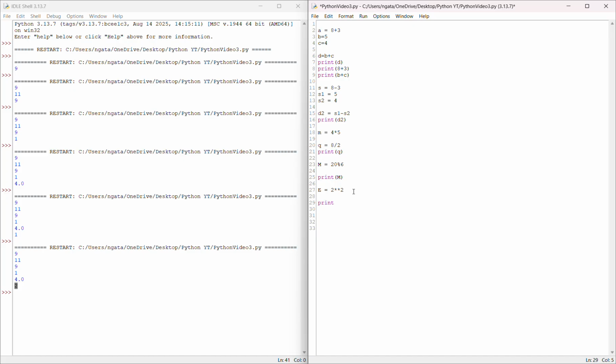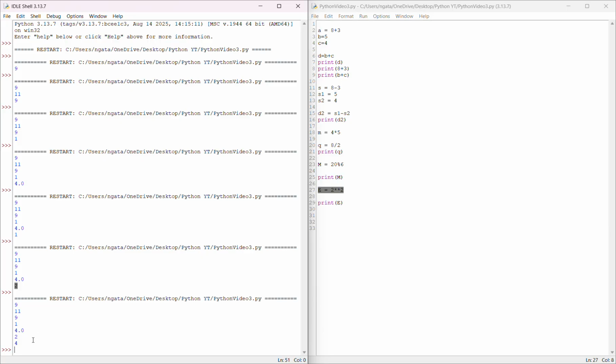So if we go ahead and print E, that's what I called it when assigning the variable, it should give us 4. And it does. It gives us 4 right down there. So that works perfectly.